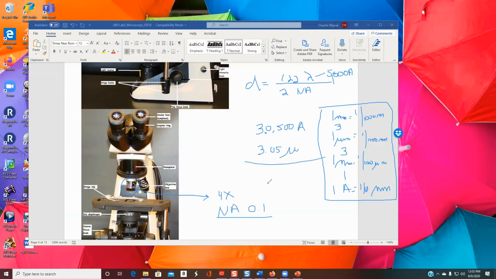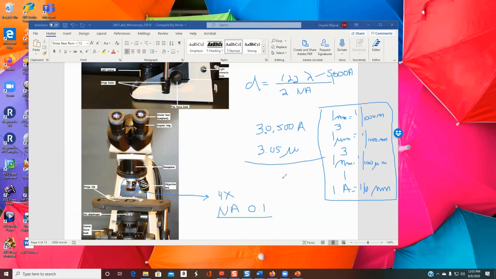Now, some of you got other answers like 3.05 angstroms. No, because we converted it from angstroms to micrometers. And this is very important because in microscopy and in most of the images we look through the microscope, we're going to be in micrometers, okay? Now, I'm going to leave that there. We're going to move on because we don't want to dwell on this too much.